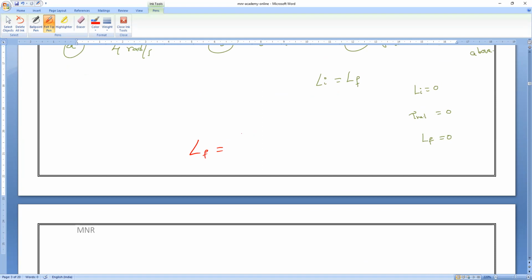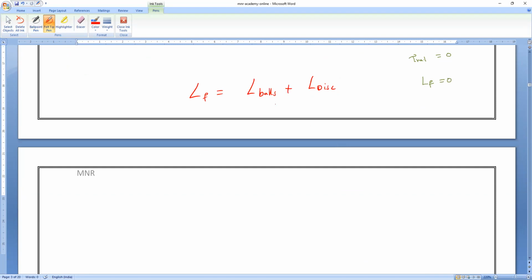LF is equal to the momentum of the balls plus the momentum of the disk, because both are moving. Balls are small particles, so what is the formula? Angular momentum of the ball is r cross p, which is r cross m into v, equal to m into r cross v. We usually call that m r perpendicular. Am I right or wrong?